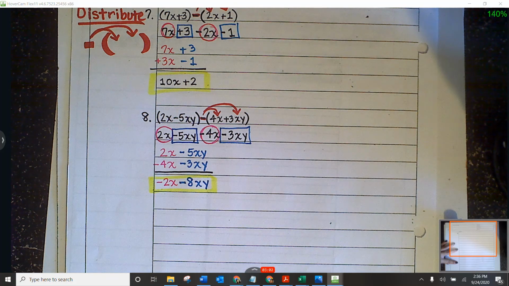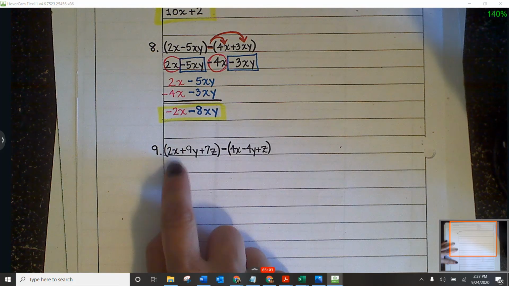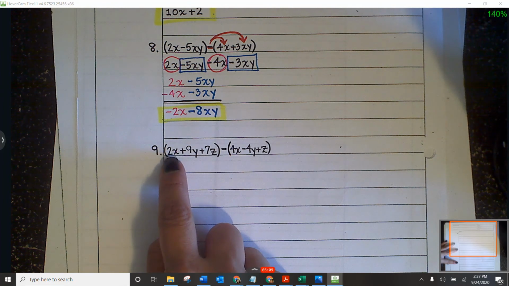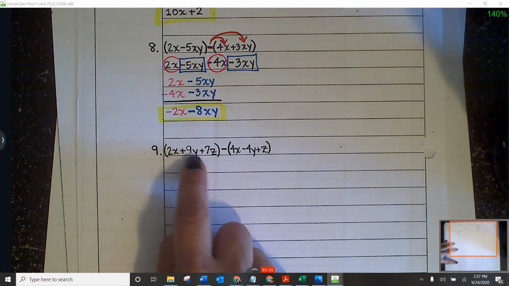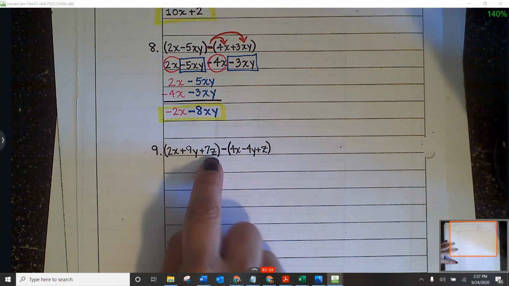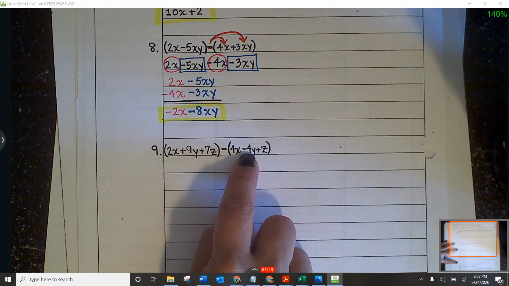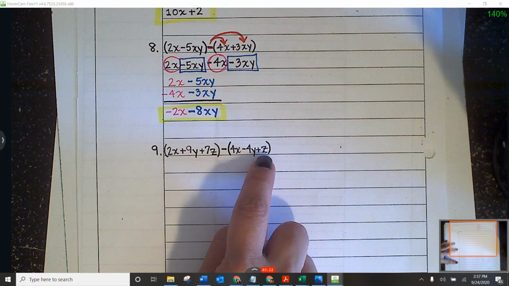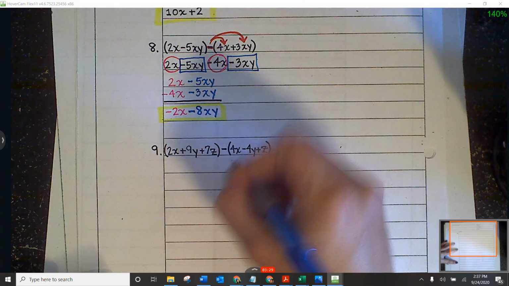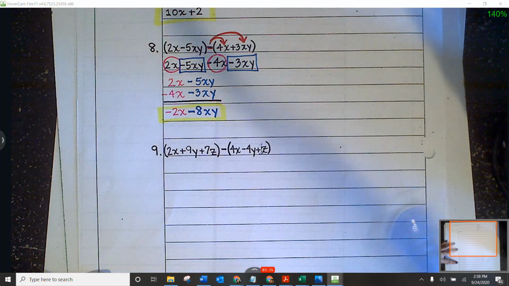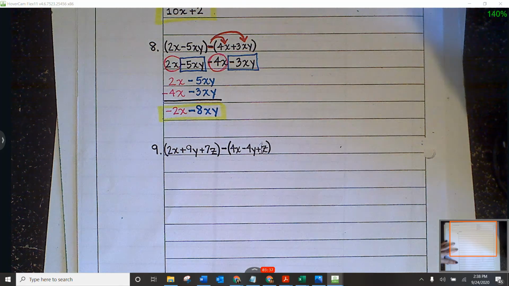And lastly, we have our first group. This one is a 1, 2, 3 term polynomial, and that is 2x plus 9y plus 7z, subtract 4x minus 4y plus z. Hey, we dealt with this before. That z, how many z's are actually there? Just like last time, I'm going to put an invisible implied 1. All right, don't forget that's 1z.